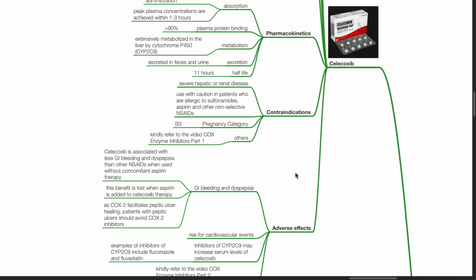Contraindications for celecoxib include severe hepatic or renal disease. Use with caution in patients who are allergic to sulfonamides, aspirin, and other non-selective NSAIDs. Celecoxib is pregnancy category B3. For other contraindications, kindly refer to the video on COX enzyme inhibitors part 1.